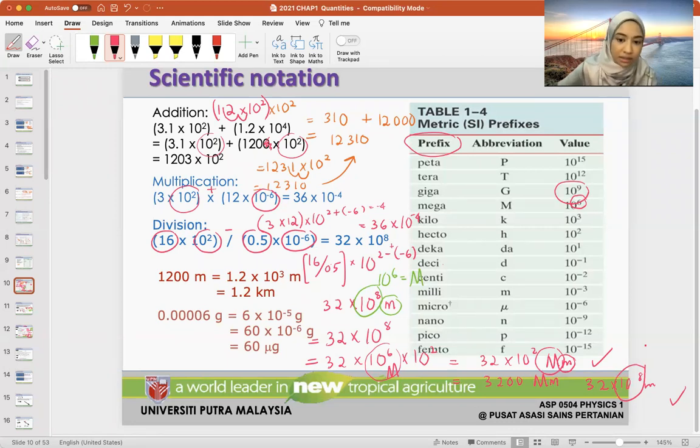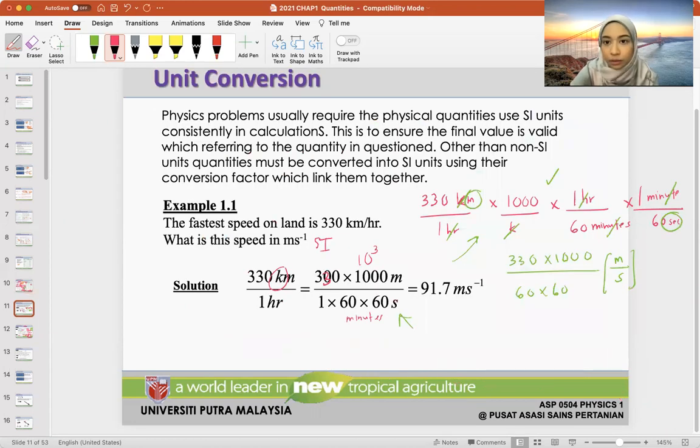Unless the question specifically asks for the answer to be written in mega, then you have to convert your scientific notation to the prefix. Unit and prefix are not the same thing. Prefix is equal to scientific notation. Unit is just a unit like Newton, meter, meter per second. I hope that clears up the question. Any other questions?